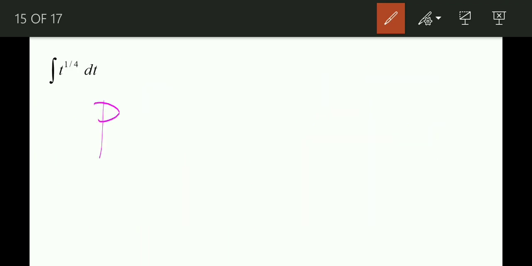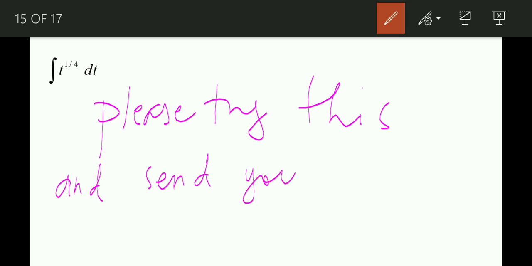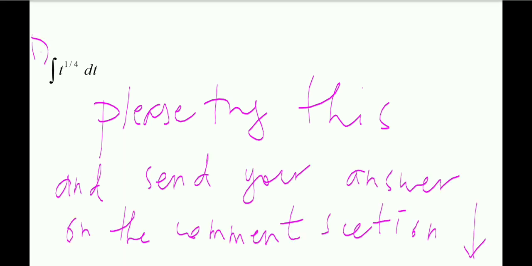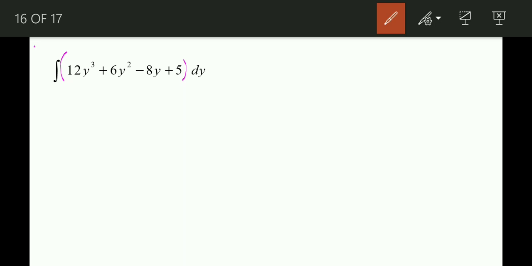On the next example, try to solve this, then send your answer in the comments section below. Let's see if you'll get it right. Also, try solving this one.